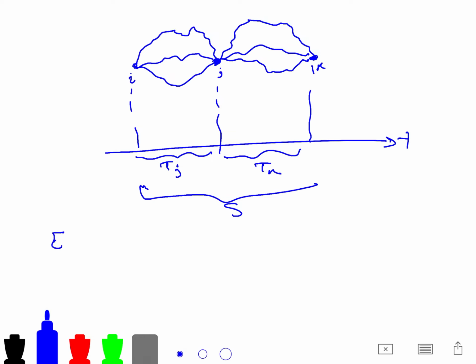So the expectation, if you start from I, of the time S in order to reach K is just the following. If you start from I, first you go to J. So you hit J, and after hitting J, you start from J and then wait to hit K.